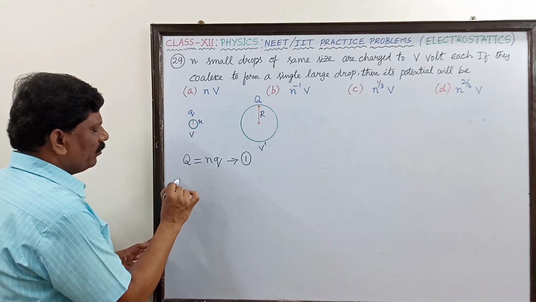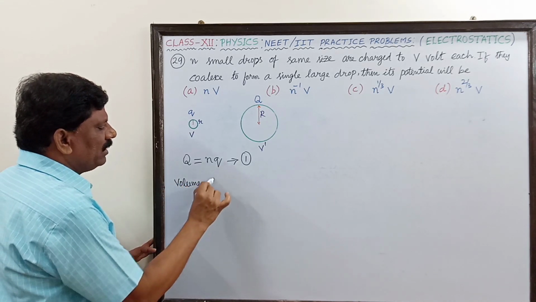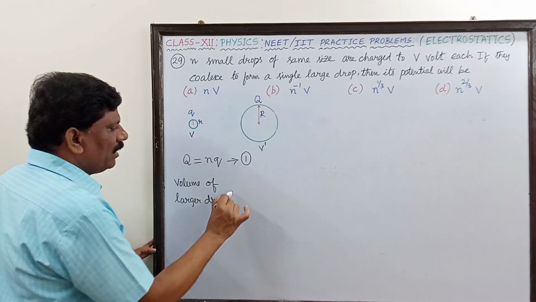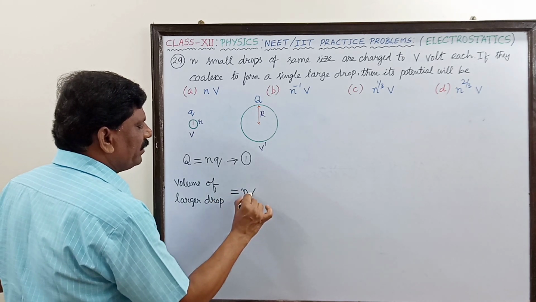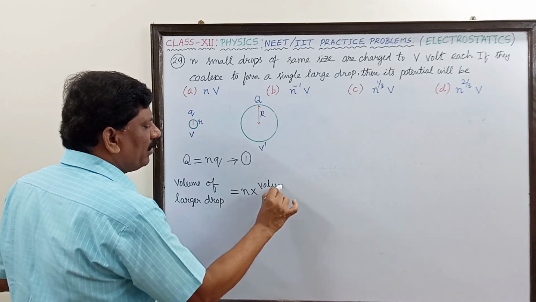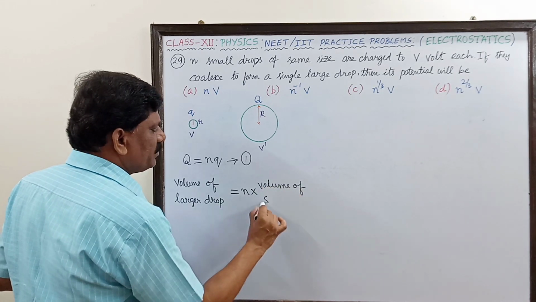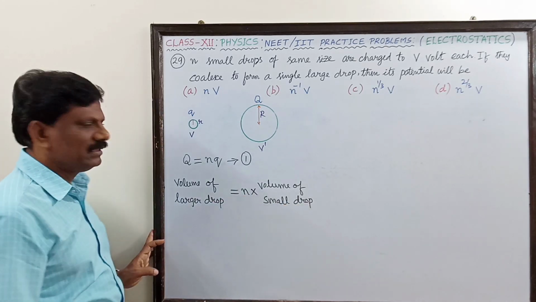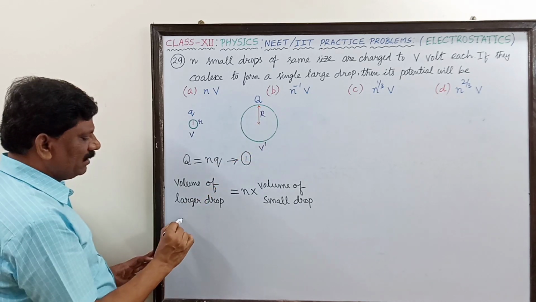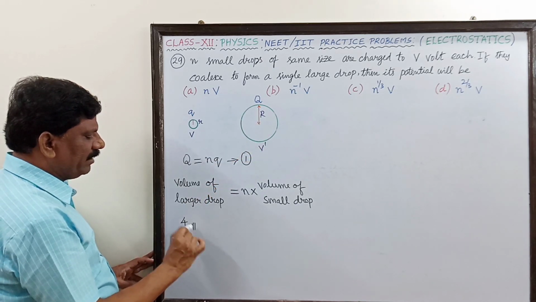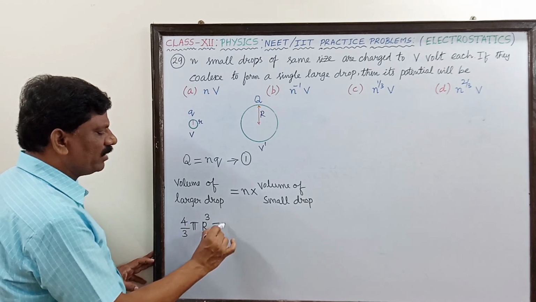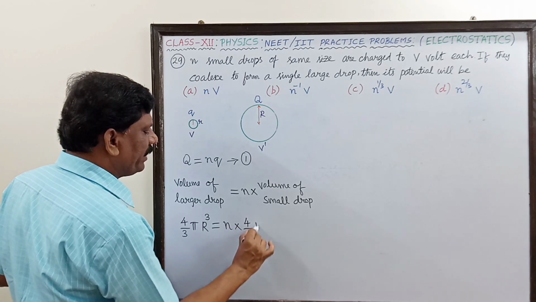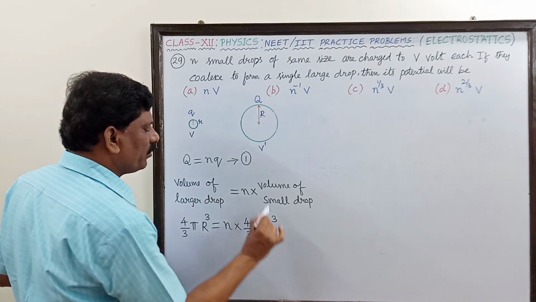Similarly, the volume of the larger drop must be equal to n multiplied by the volume of the smaller drop. Drop means sphere. So what is the volume of the larger sphere? That is 4 by 3 pi into capital R cube, which must be equal to n times the volume of a smaller sphere, that is 4 by 3 pi into small r cube.